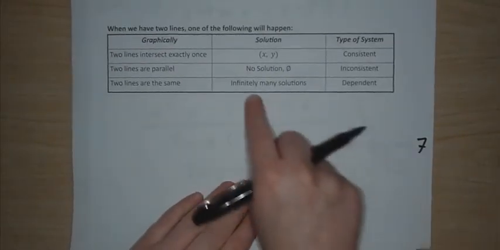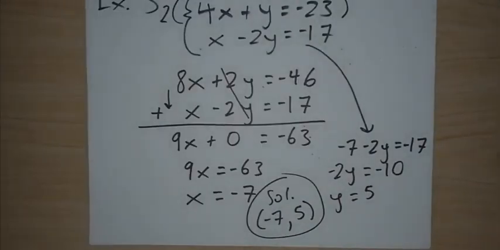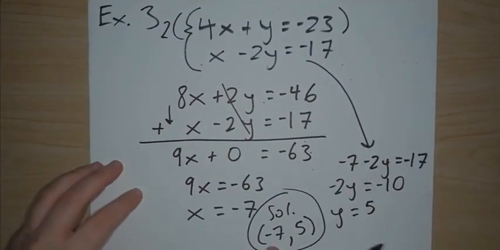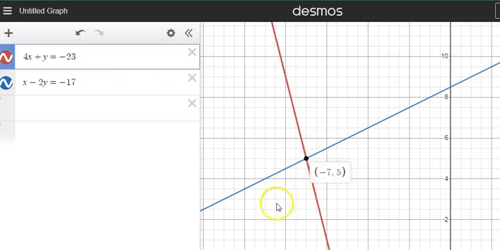So our system, so we go back to our handy little table, has a solution and it's consistent. And we can actually see that if we graphed these two lines, we could also see that they intersect at this point, negative 7, 5. So here's our two lines written out, and you can see that they intersect at negative 7, 5.